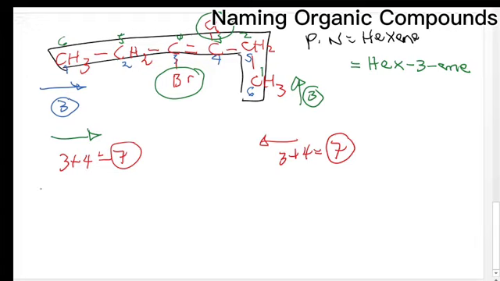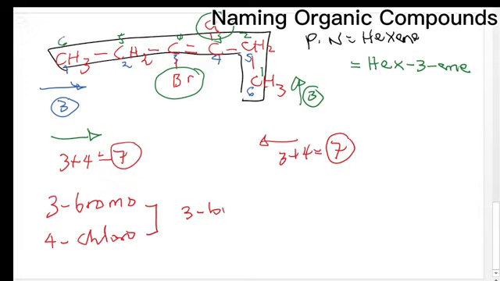So it means if I'm taking this position here, this is going to be a 3 bromo. That's my substituent, and the other one will be a 4 chloro. So alphabetically I'm going to start with the bromine, so that will be a 3 bromo, then 4 chloro. Then the compound is a what? It's a hexene, so this is going to be X3 in.